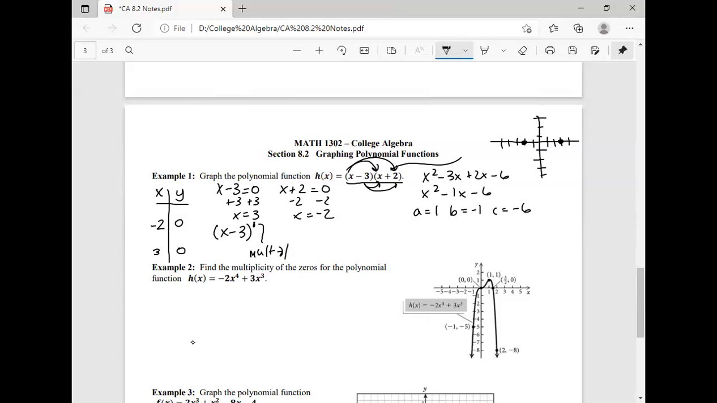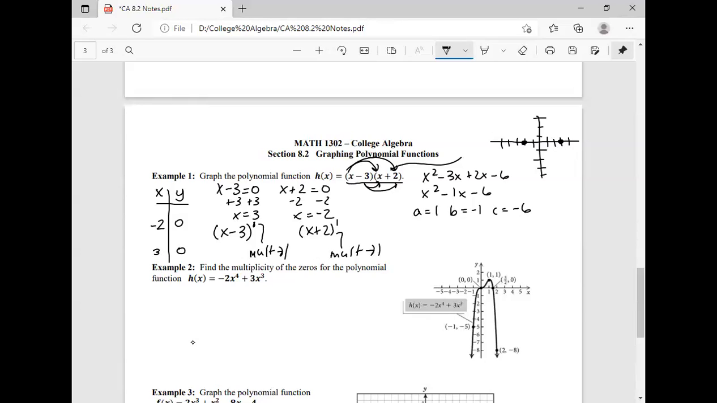It had to do with either crossing the x-axis or bouncing off of it and being tangent to it. So if it had a multiplicity of 1, it's odd, it crossed over the x-axis. Y'all remember that? If it had a multiplicity that was even, it was a bounce, or we call it tangent. But both of these have multiplicities of 1, which means that they're going to cross over the x-axis at these 2 points, which we kind of already know. What about the y-intercept here? Is it easy to pick out?